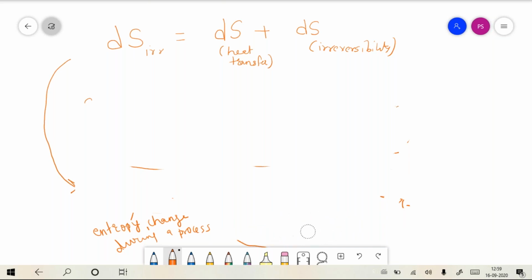Now only one expression is left in front of you, that is the expression for change in entropy during an irreversible process. I have now broken that expression into two parts. One is change in entropy because of heat transfer, and the other is change in entropy because of irreversibility. So I will call this the change in entropy because of entropy transfer. Now let me elaborate on this first.